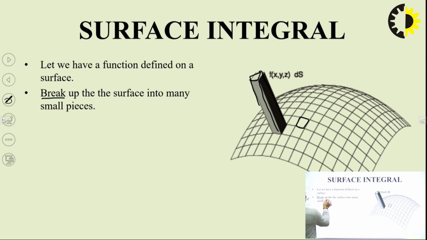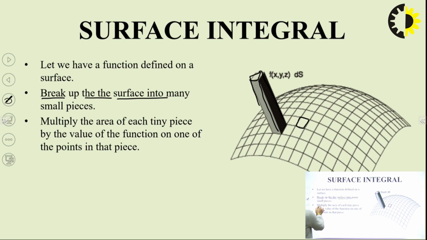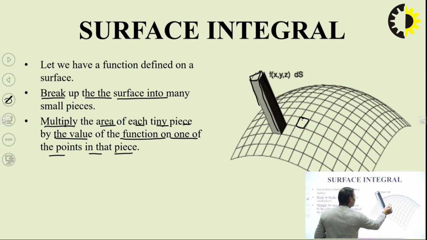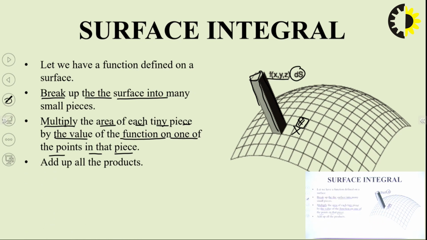First of all, to get the surface integral, students, we must break up the surface into many small pieces. I have already broken it up here, right? Then multiply the area of each tiny piece by the value of the function at a point in that piece. I'm looking for the area of this small piece. Then we take the product of the function and the surface area of this piece. In this way, we get the value for any single piece, and we must add them. By adding up, we get the entire surface integral.